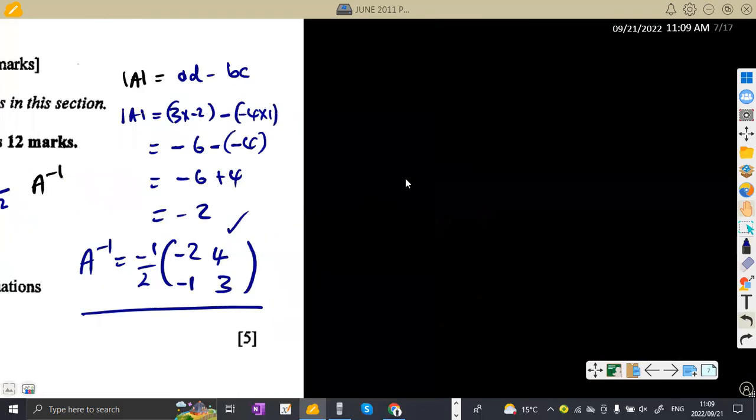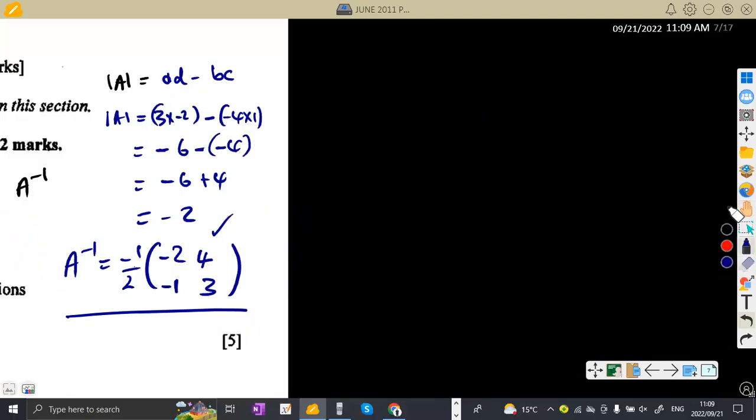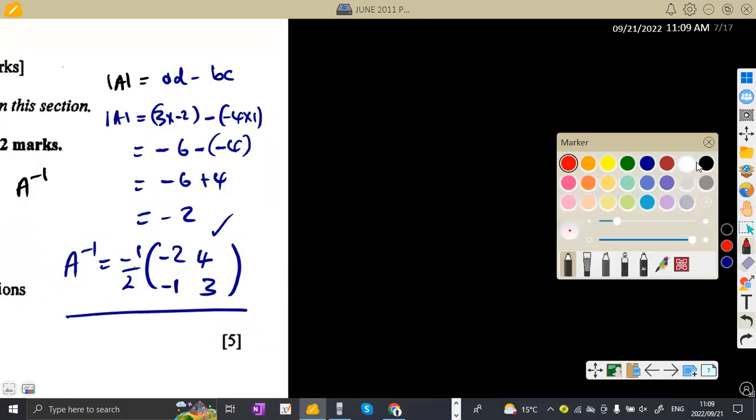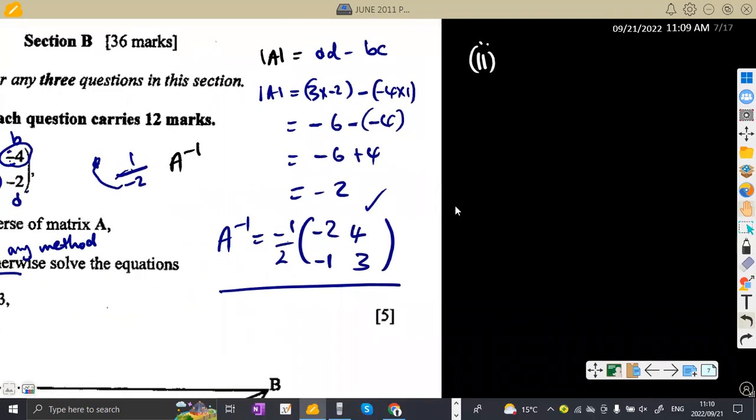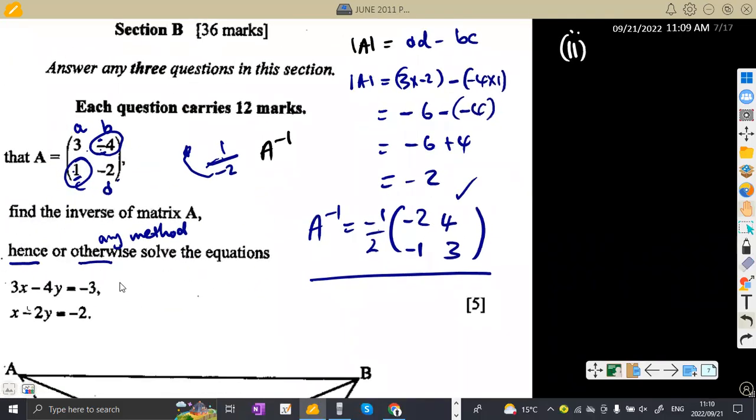So this is item 2. All right, let me change to another one which is clear here. All right, so this is our item 2. So like I said, you're supposed to write this equation in matrix form. So you write 3 and 1 in a matrix way, minus 4 and minus 2 in a matrix way, like this.